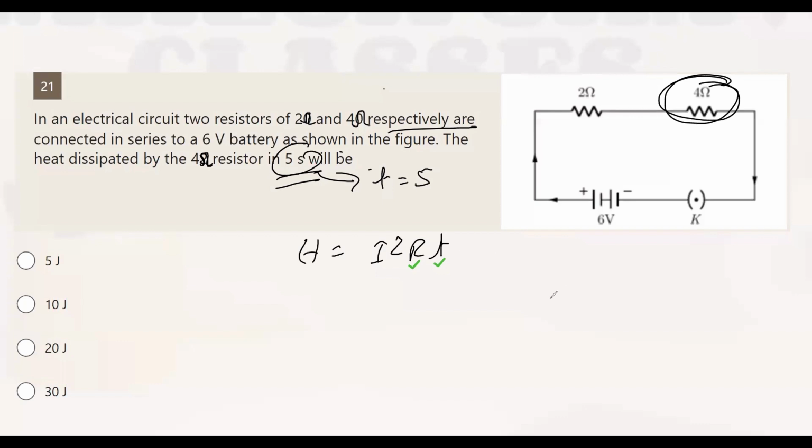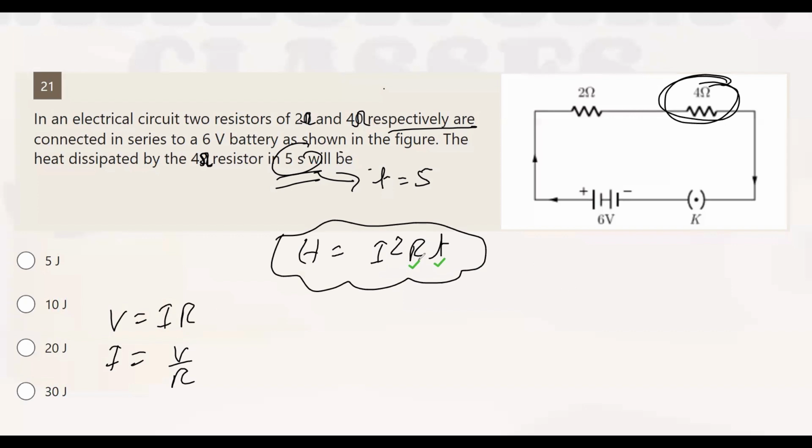For that, I'm going to use Ohm's law, that is V is equal to I R, and from here I can get I is equal to V by R. Current through this 4 ohm resistor is the same as the current through the circuit, as you know that in series the current remains the same. These devices are connected in series.